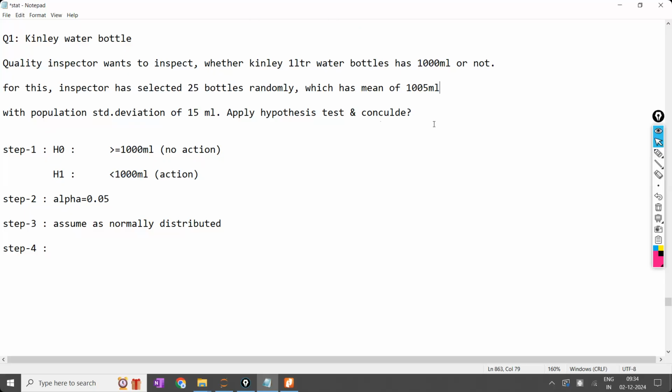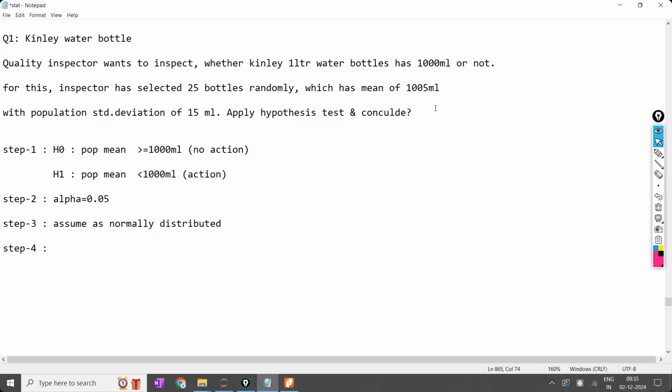What is step 1? Null hypothesis says that mu is greater than or equal to 1000 ml, and alternate hypothesis says mu is less than 1000 ml. What is the population mean here? If the population mean is greater than 1000 ml, then he is not going to take action. If the population mean is less than 1000 ml, he is going to take action. Next, alpha is equal to 0.05. And the third one is to assume the data is normally distributed.